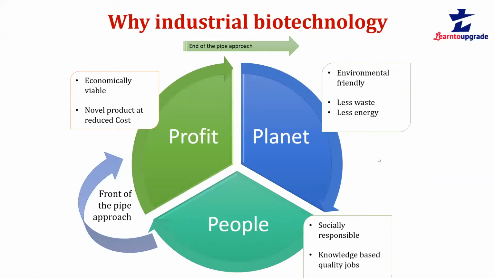Okay, so let us come to this figure. Now you can understand why I have given you the front of the pipe approach. If people have knowledge and exposure to industrial biotechnology, they can design a process based on the front of the pipe approach, which will be economically viable, and novel products can be produced at a reduced cost. Sometimes there is a process which has already resulted in waste, and now you have to use the end of the pipe approach to save your planet and your people, by reducing the generation of the waste.